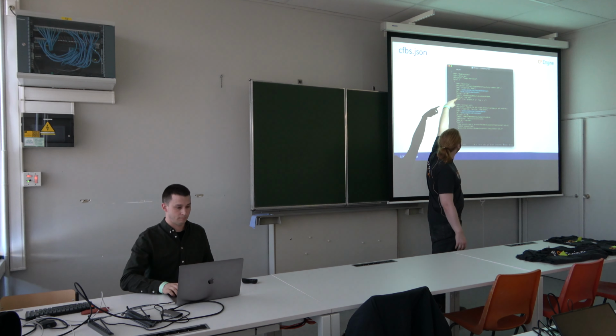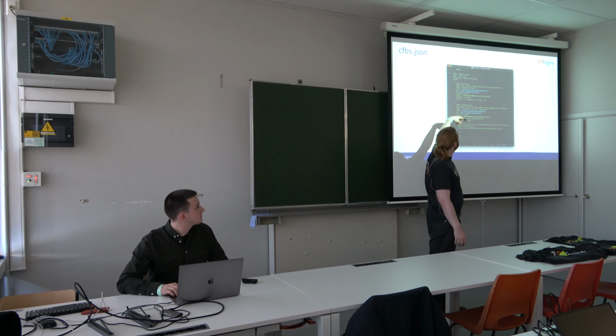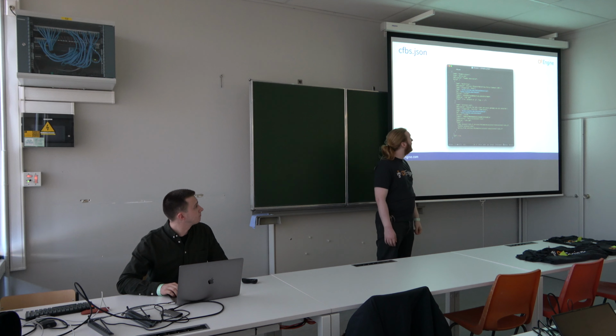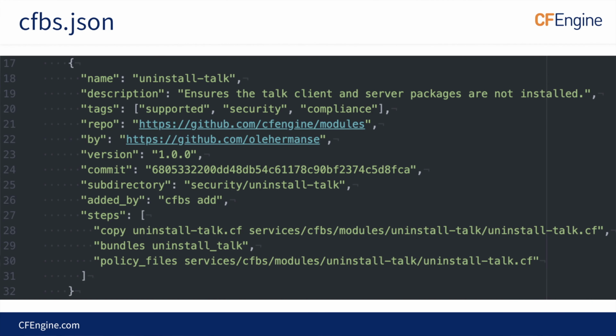So there's example project up top, and then the main part here is the build part, which tells you which modules will be used to build the project. So yeah, you can zoom in on one of them. And this is the uninstall talk module in my project. There's some metadata about what it is, where it came from. Then there is a version number, commit SHA, and then there's the steps for how this is built.